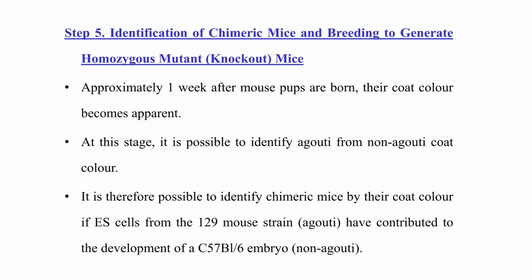The last step is to identify the chimeric mice and breed them to generate the homozygous mutant, that is, knockout mice. Approximately 1 week after the mouse pups are born, the coat color becomes apparent. At this stage, it is possible to identify agouti from non-agouti coat color. It is therefore possible to identify chimeric mice by the coat color if ES cells from the 129 mouse strain have contributed to the development of the C57BL embryo, which is non-agouti. These are black mice. So which mice have this color and which ones are the knockout mice?